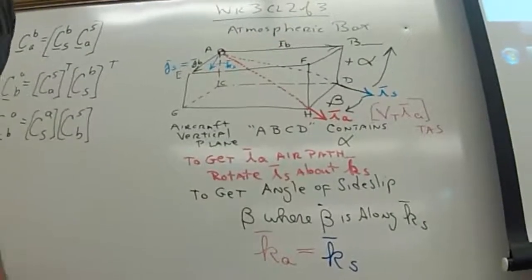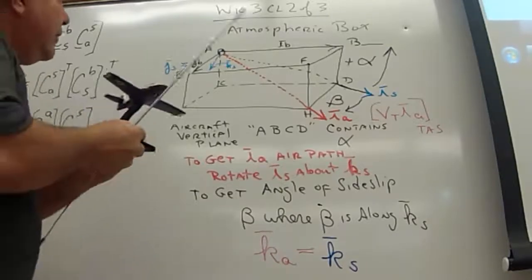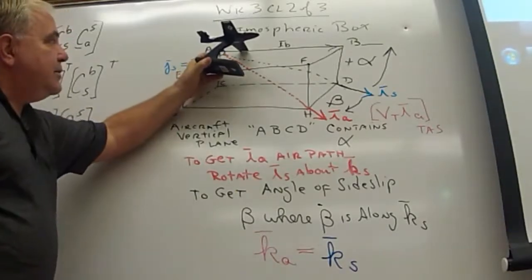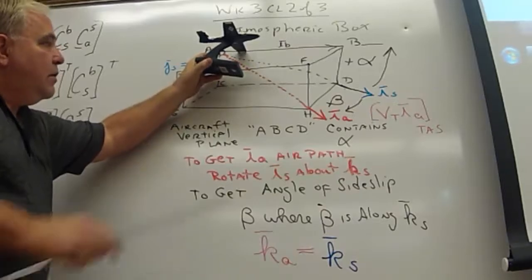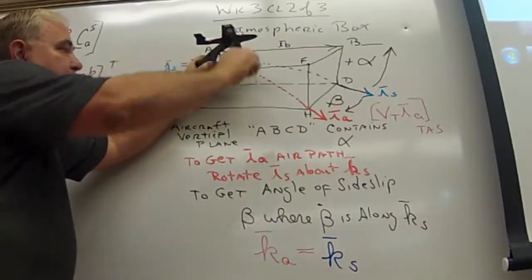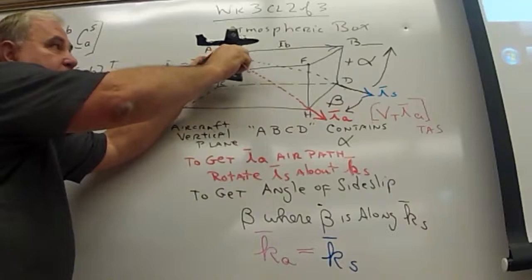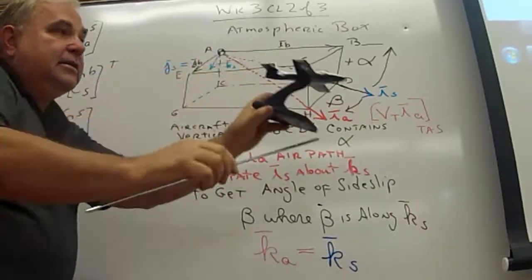Okay, let me review this one more time so that you have a little video for it. If my airplane is aligned along the IV axis like so, but it's flying along the red air path axis, then the airplane will fly like this.